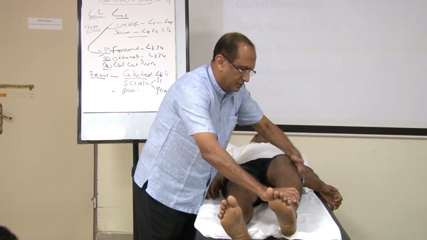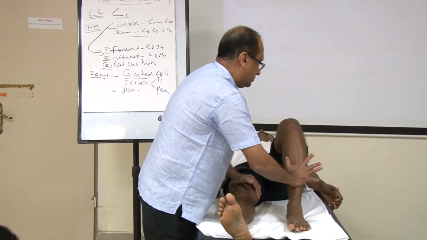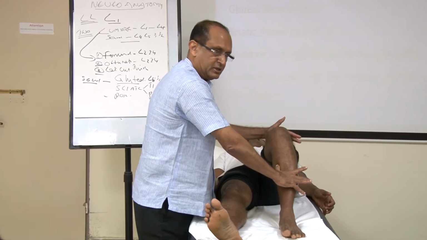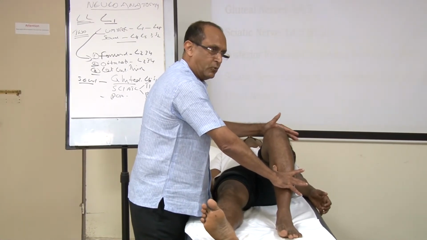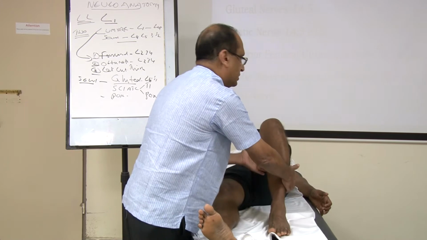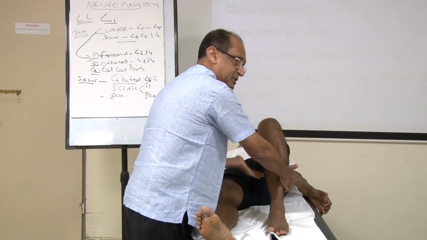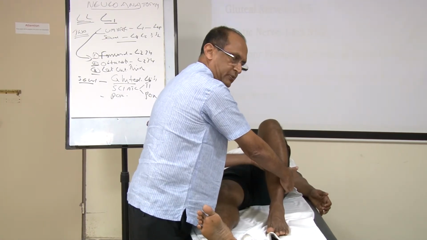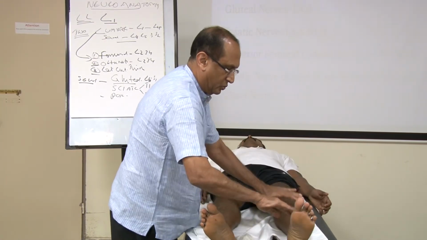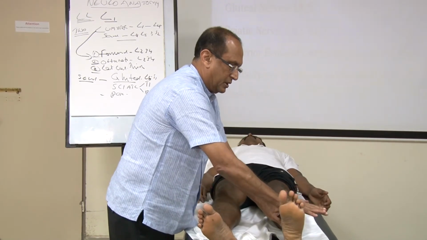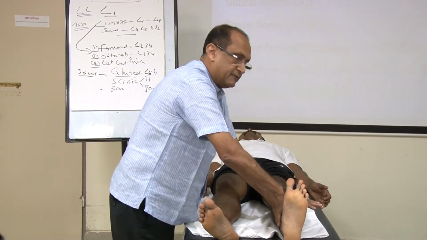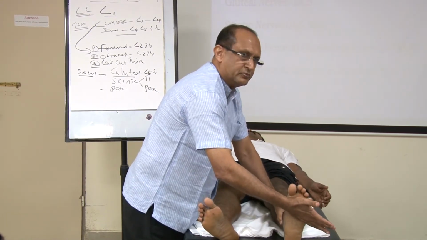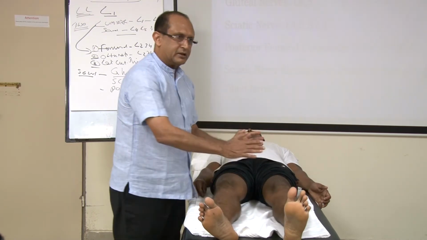Now comes the knee extension. This is knee extension, that is again L2, L3, L4. So here this is knee flexion, that is L5, S1. So this is L2, L3, L4. This is L5, S1. Now comes the dorsiflexion, L4, L5. This is plantar flexion, S1, S2. So these are all continuous actually.